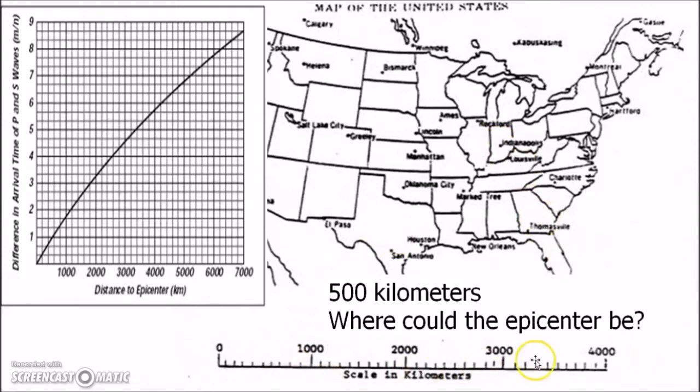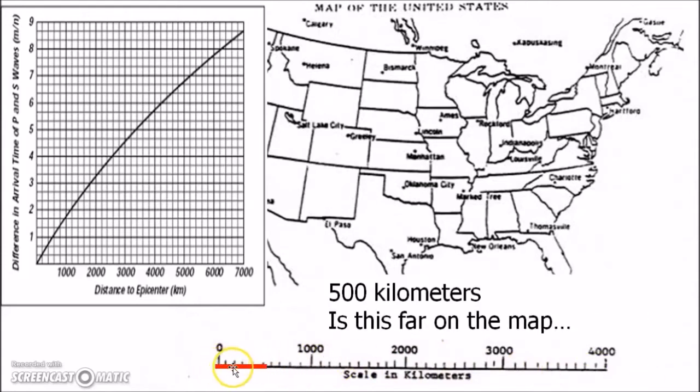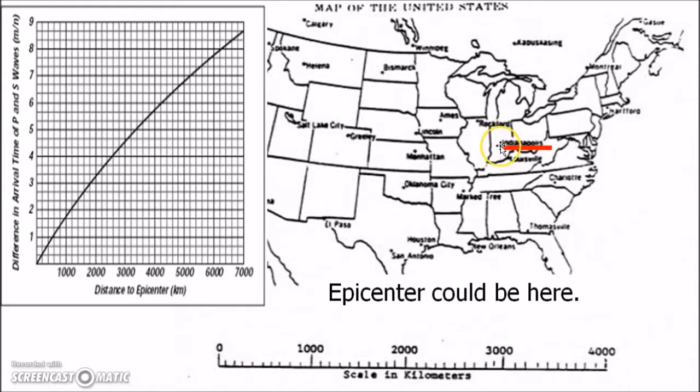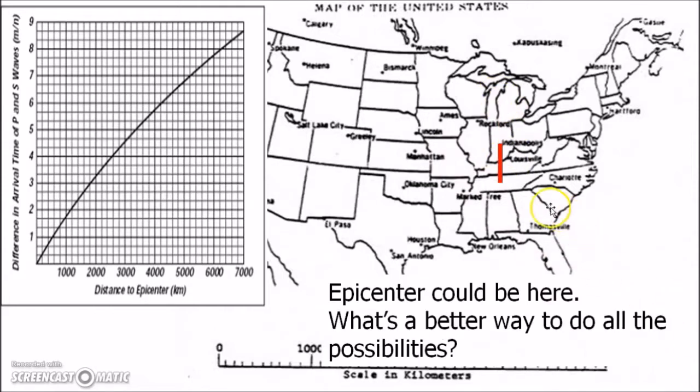So you're going to now use this chart right here, the scale in kilometers. This line represents the distance of 500 kilometers. The focus could be located 500 kilometers from Indianapolis, so it could potentially be here. Is there any other place that could be 500 kilometers away from Indianapolis? Well, sure, over here could be. So that'd be somewhere in Missouri. It could be up here, somewhere in Michigan, or it could be down here, somewhere in Tennessee.